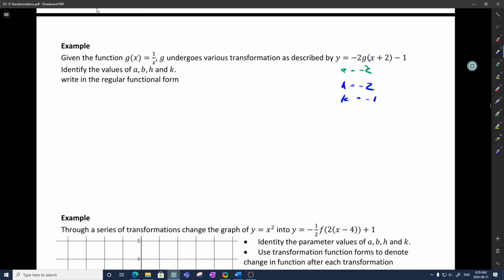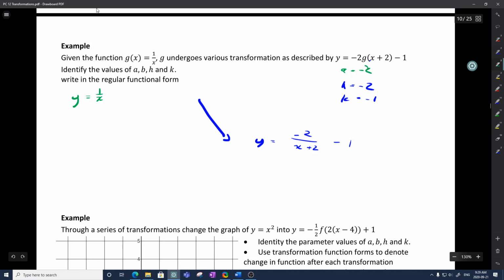So again, I could build this up. Now, you have to be careful. If you want, you can press pause and try to come up with the answer yourself. Okay, I believe this is the final answer. Y is equal to negative 2 over x plus 2 minus 1. That's what we'll end up with, right? But instead, I'm going to build this up. I'm going to start off with my parent function. Y is equal to 1 over x.